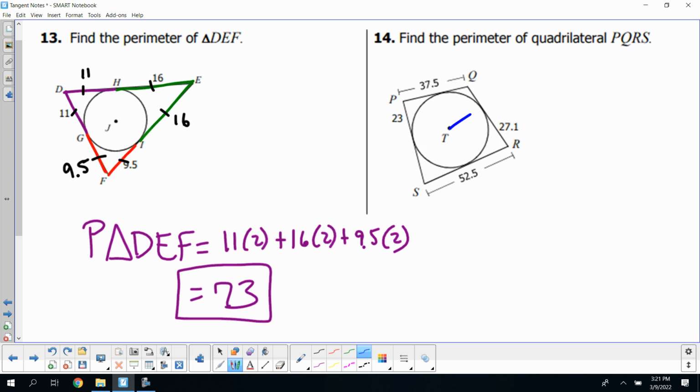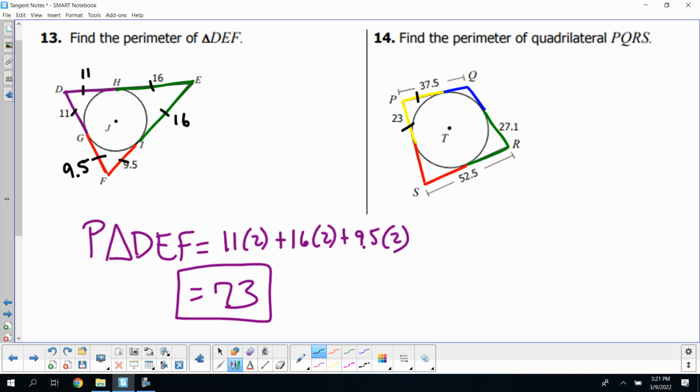Again, we are going to assume that these are all tangent to the circle where they touch it. All right, so that means that this segment and this segment are going to be the same. This segment and this segment are going to be the same. Let me do it in a different color. This segment and this segment. This segment and this segment are going to be the same. And then we have this segment and this segment. So if this segment is 23, then this segment is also going to be 23.